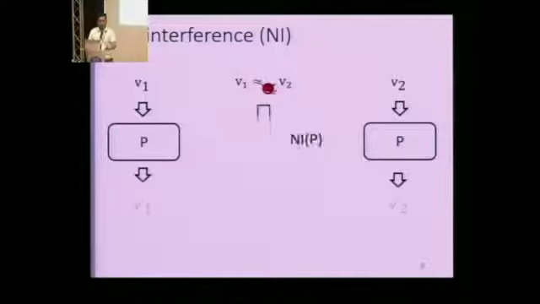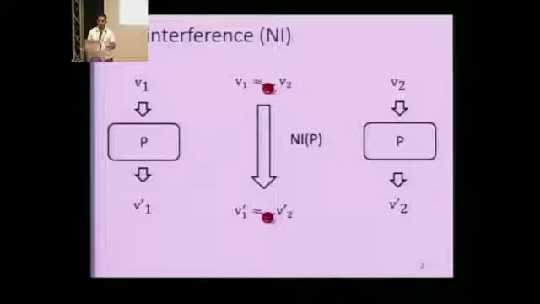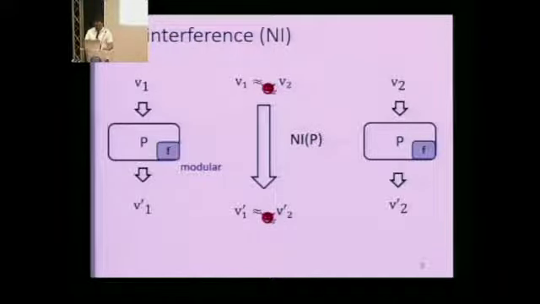So basically, a program is going to be non-interferent if, given two related inputs at the low level, we obtain two related outputs at the low level also. And ideally, non-interference is a modular property, so the developer can reason about specific modules, and also it's very interesting from the meta-theoretical point of view.